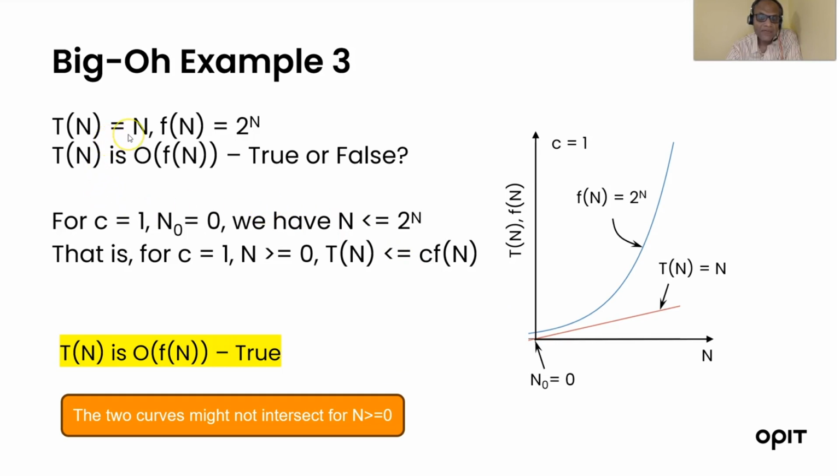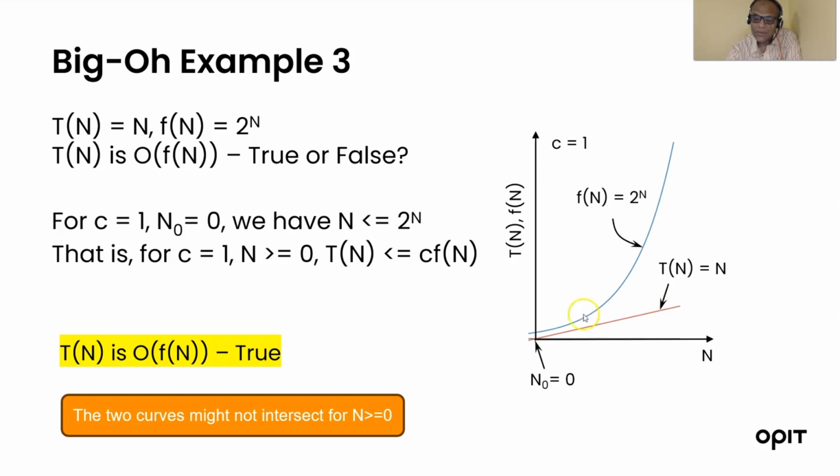Okay. Let's look at a third and final example for big O. Here, once again, I have T(n) and f(n) as two different curves. T(n), runtime of my algorithm, is n, and f(n) is 2 to the power of n. Okay. Question is, is it true or false, like before? And so as before, I plot the curves. The red curve is T(n), runtime of the algorithm, and f(n) is the blue curve, 2 to the power of n.